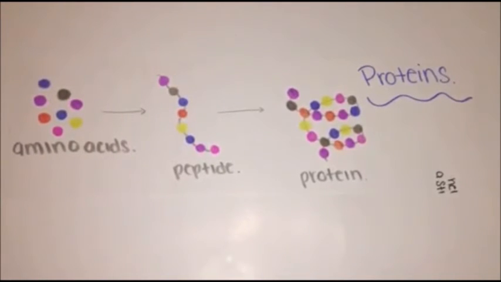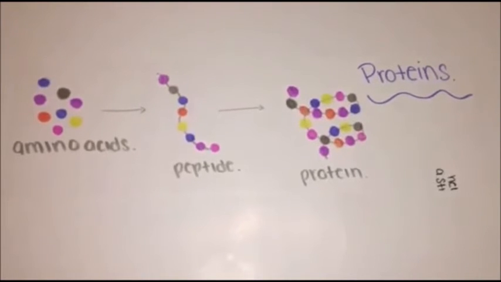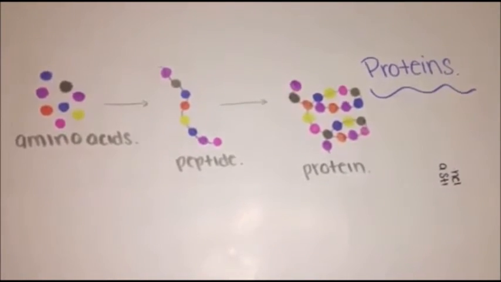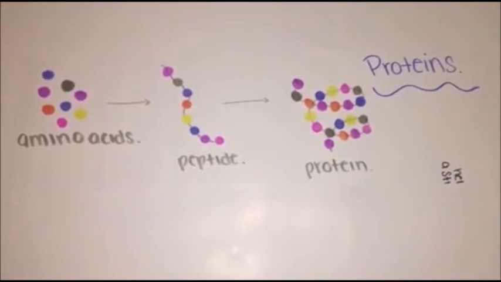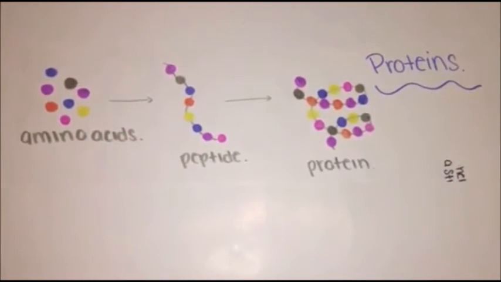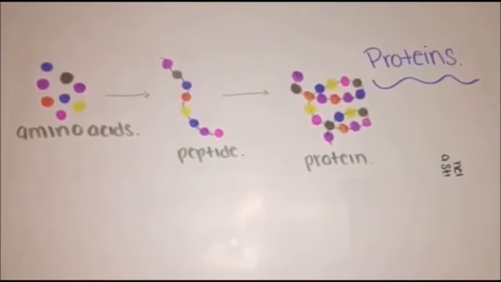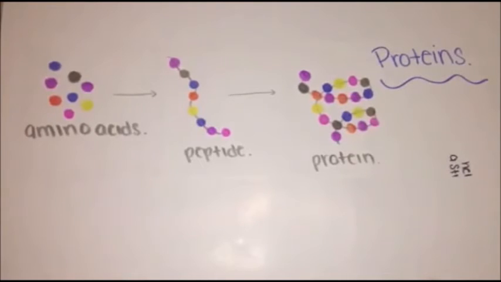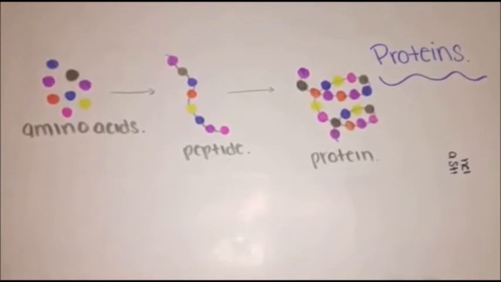Amino acids are biologically important organic compounds containing amine and carboxyl functional groups. The key elements are carbon, hydrogen, oxygen, and nitrogen. Peptide bonds are covalent chemical bonds formed between two amino acid molecules.